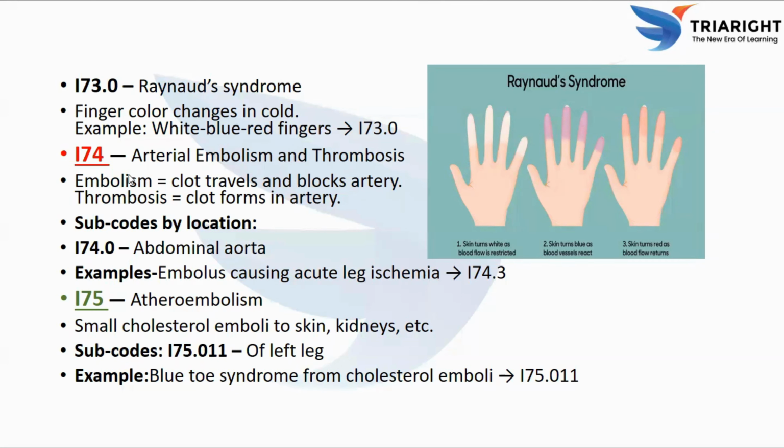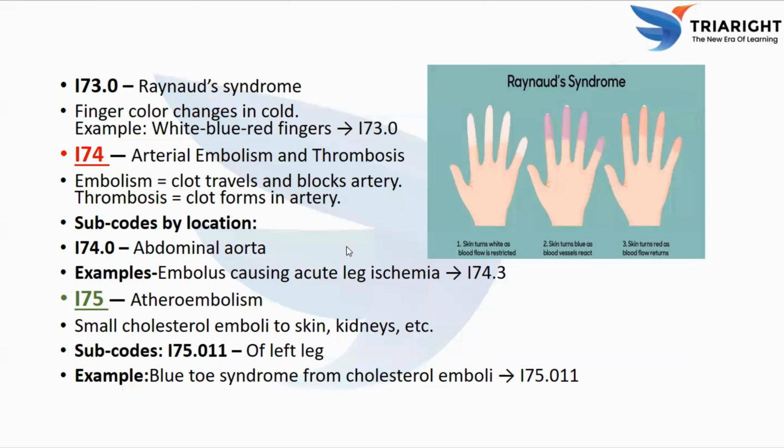Next, I74. You can also see a picture of Raynaud's syndrome. Here, the skin is turning white, blue, and also red. So I74 is for arterial embolism and thrombosis. This category is for the acute blockages in the artery.